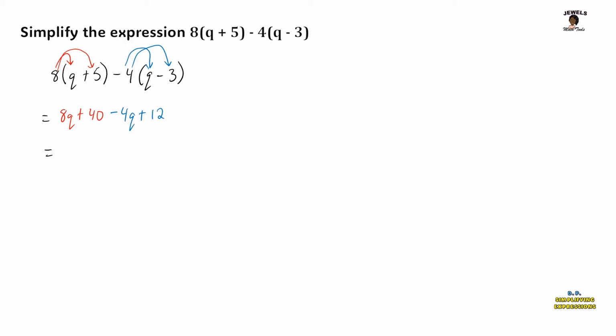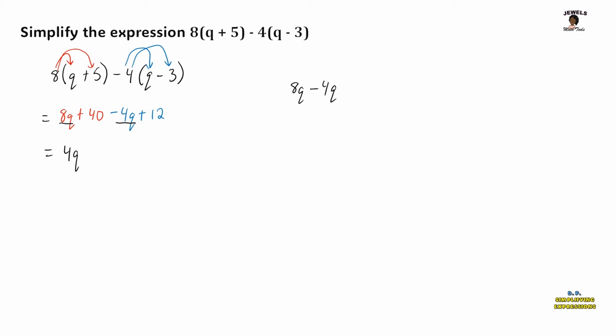So now that we have already applied our distribution, we're now going to begin grouping or collecting our like terms. So we have 8q and 4q, and remember that in moving this 4q, we are moving it with the sign that's in front of it. So we will have 8q minus our 4q, and 8 minus 4 will equal 4q.